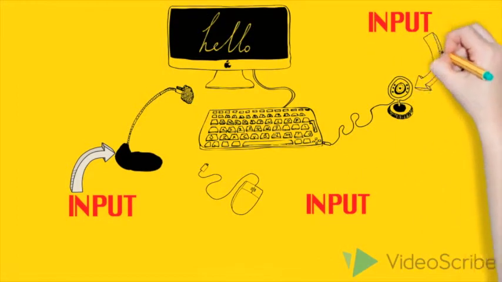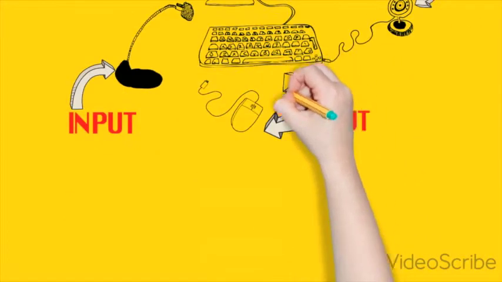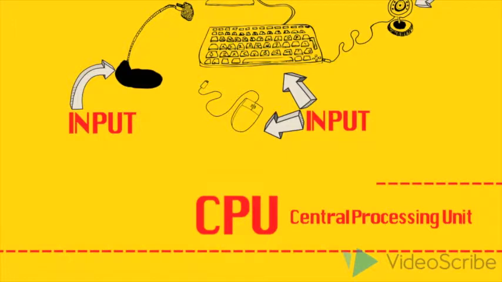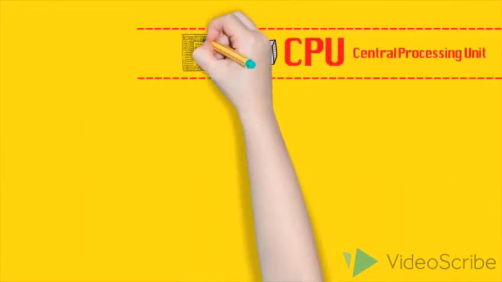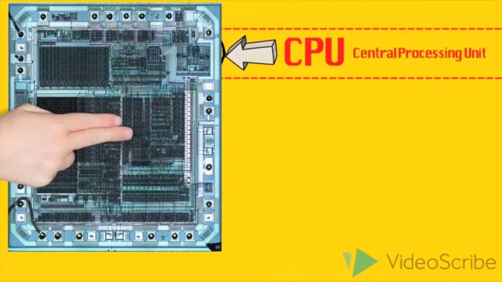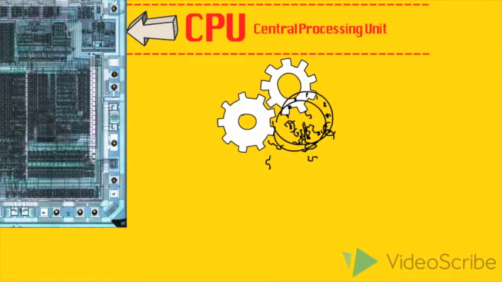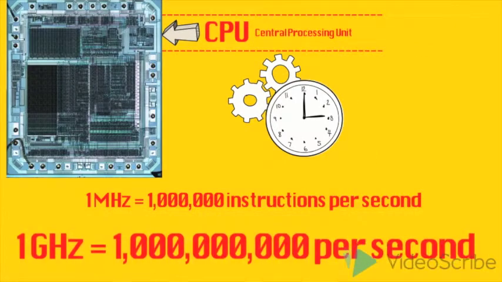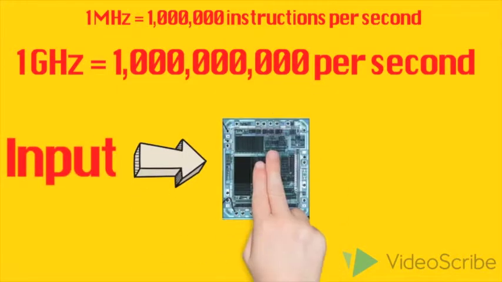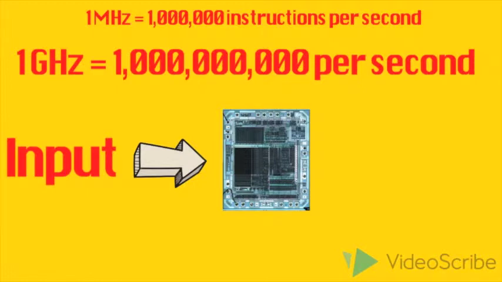The input gets processed by the brains of the computer, the CPU. The CPU is the central processing unit. This does the processing. It has a clock speed measured in megahertz or gigahertz. 1 megahertz is 1 million calculations a second, and 1 gigahertz is 1 billion calculations a second. The CPU executes the instructions it receives from the input via the software.